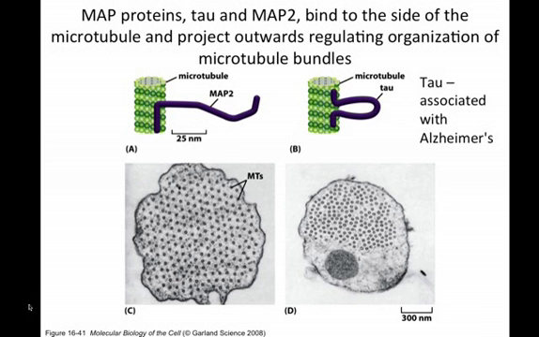Tau is another protein that's going to bind, which is associated with Alzheimer's, which is going to bind to microtubules, and it doesn't stick out as far. So those bundles of microtubules are going to be closer together.